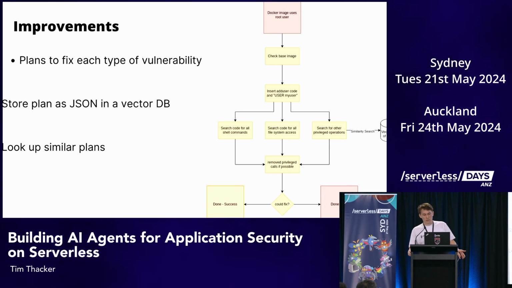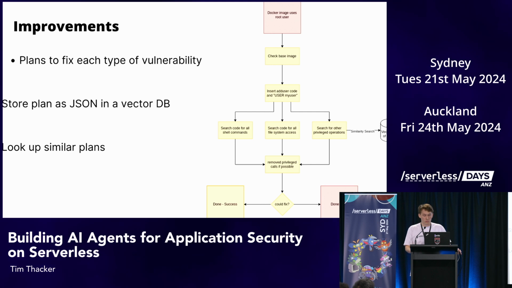So say if you have a Docker image that uses the root user and you want it to harden that by changing it to use a non-root user, you may first check what the base image is, so you know what the command is to add a new non-root user. Then you may want to go and search through the whole code base to find any code that requires root privileges to run, because you don't want to fix that vulnerability and break the code base.